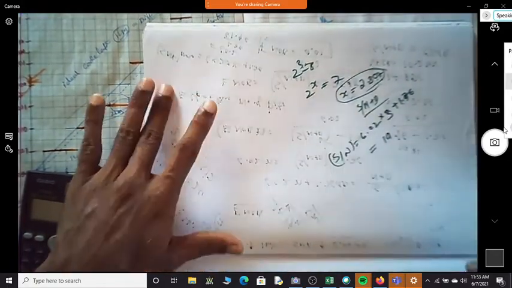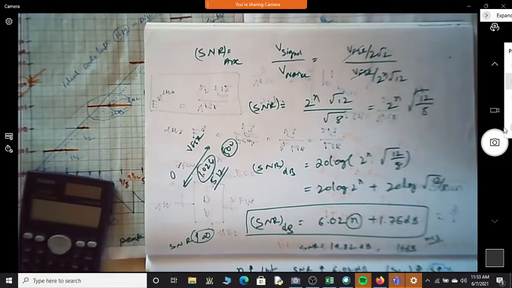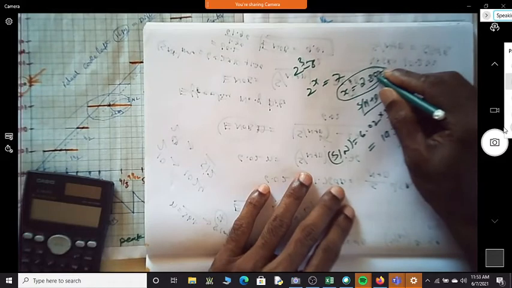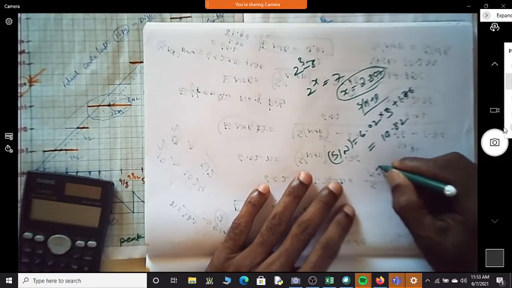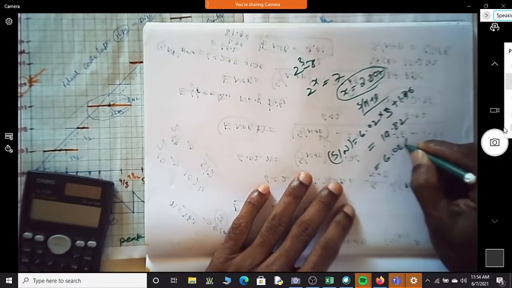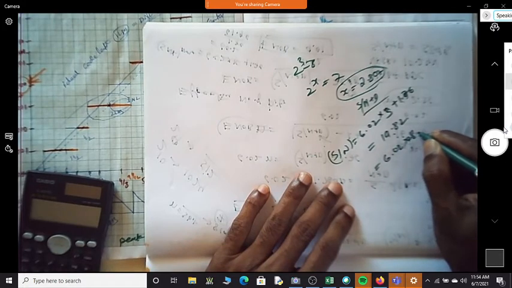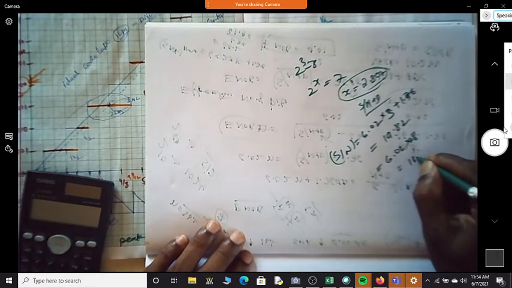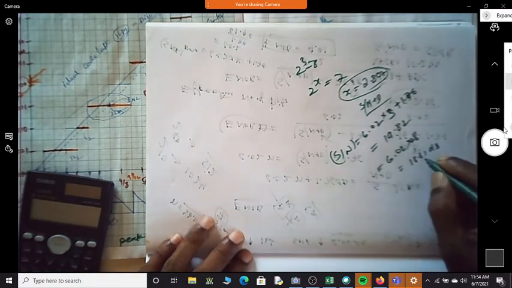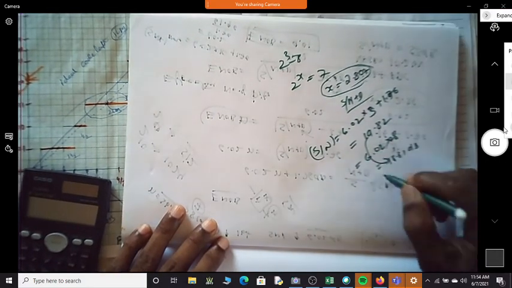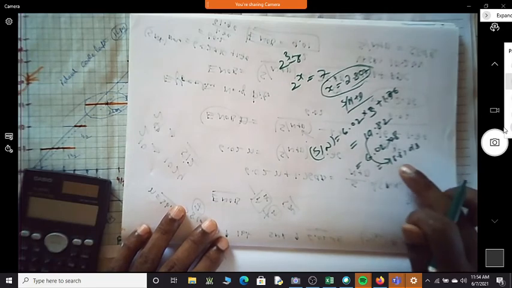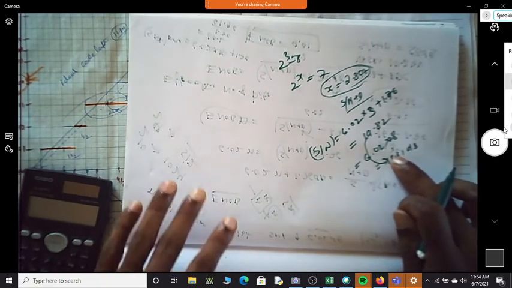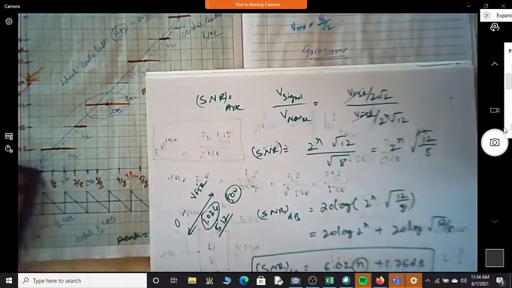We already found 19.82. If it is 2.8, what will be the signal to noise ratio? 6.02 times 2.8 plus 1.76, so it's 18.616 dB. Can you see the error is more here? Sorry, the signal to noise ratio is less, so the error is more here.